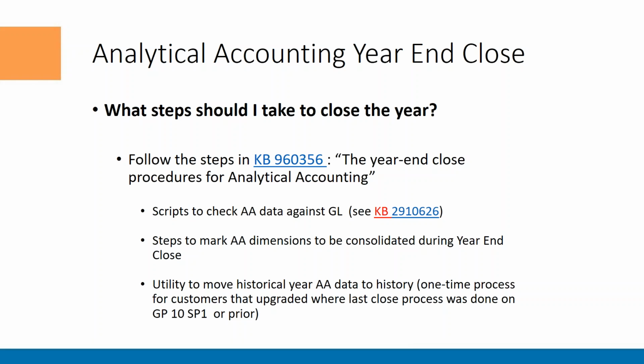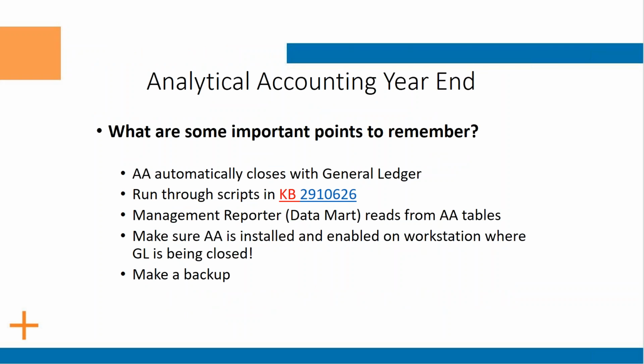We've been running this on GP for quite a while. As you see, it goes back to GP 10, Service Pack 1 or earlier. So again, AA automatically closes with GL. You need to run through the scripts contained in that KB article first. Don't forget your management reporter data mart is reading from the AA tables. Make sure that AA has been installed and enabled on every workstation where GL is being closed. If you have some people that are not using AA but are using GL, they'll still need the software installed. And as always, we're going to make that backup.